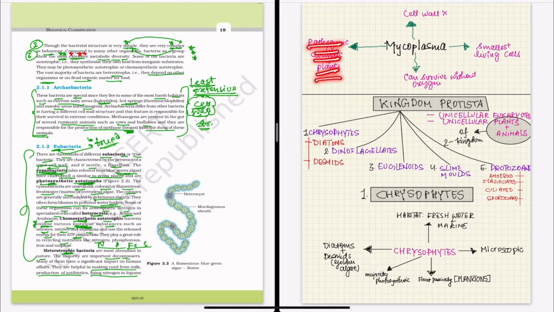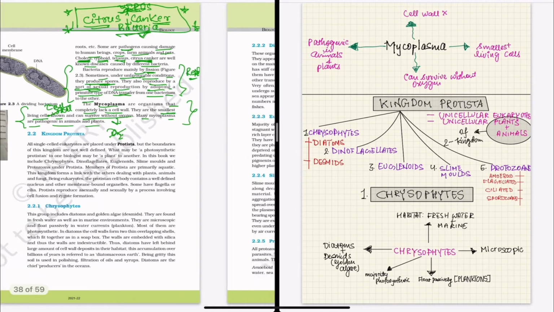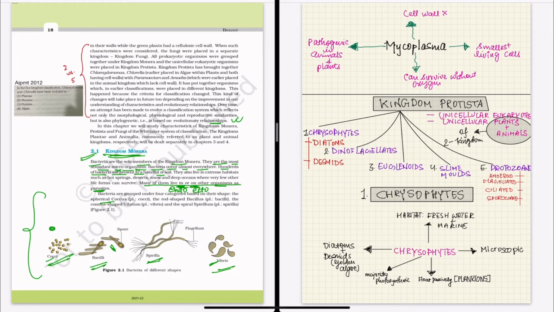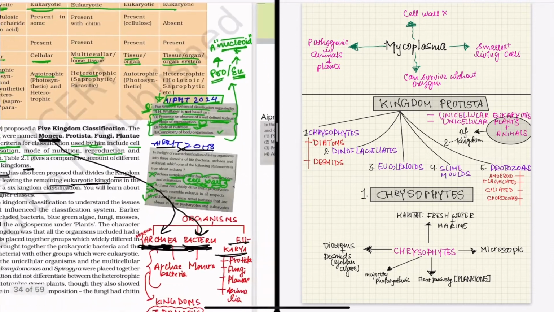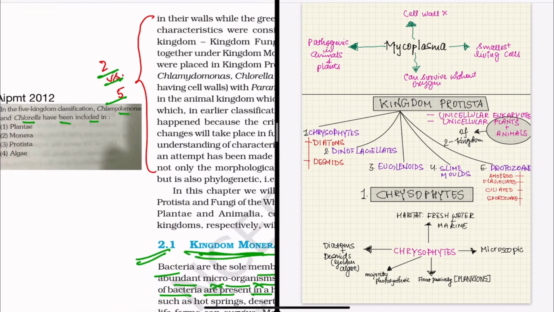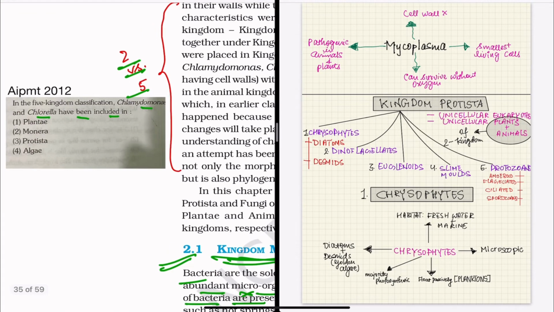Now we quickly solve a question. Question from this paragraph, this 2 versus 5 comparison. In the 5 kingdom classification, Chlamydomonas and Chlorella have been included under Protista. Quite an easy question to deal with.